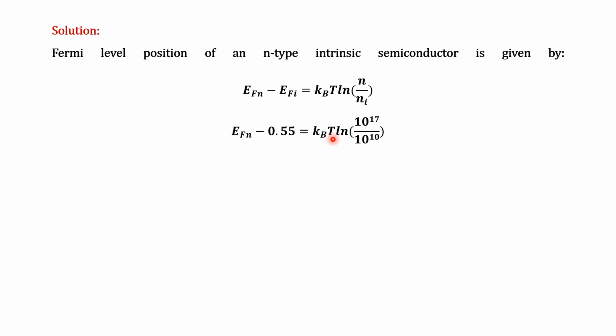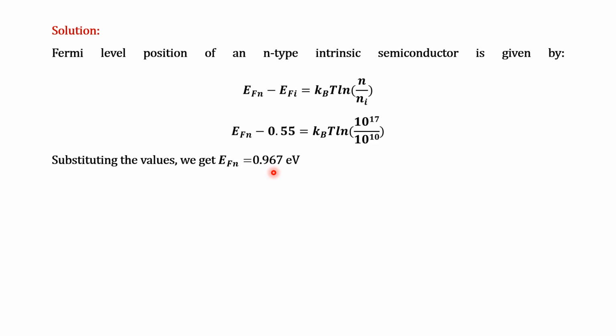T is in Kelvin, that is, at 300 Kelvin we have to find out, and here both n and ni are given: the n-type carrier concentration 10 power 17, that is the Nd value, and the intrinsic carrier concentration. Upon substituting kB and T in this particular equation, we will get the EFn value as 0.967.